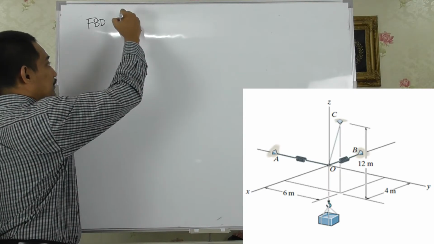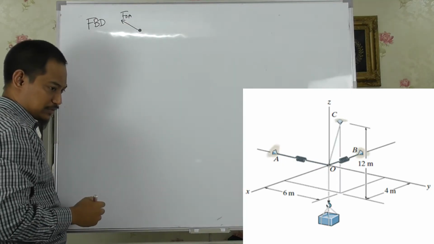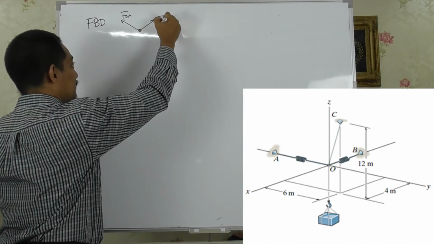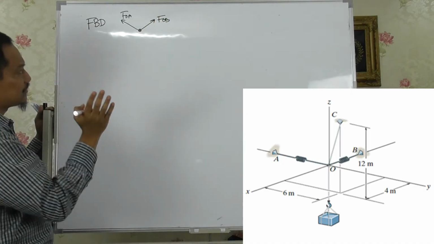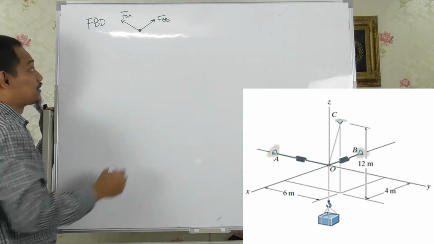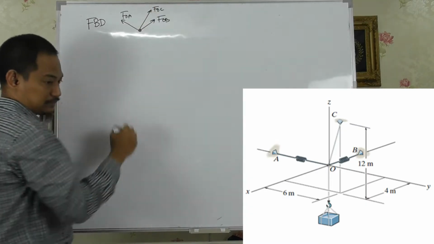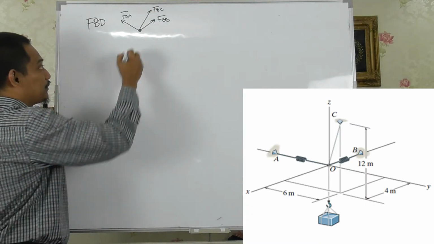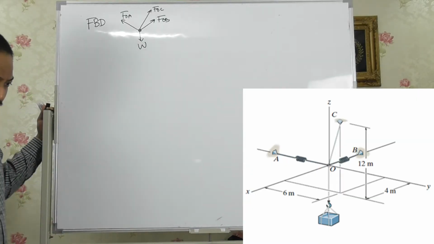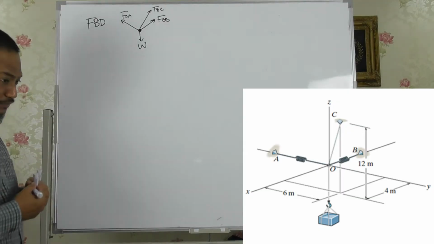FOA somewhat like that, so FOA is in the y-axis, FOB is in the negative x-axis, and FOC is somewhat like that, and then straight down is the weight, right? So basically that will be the free body diagram.